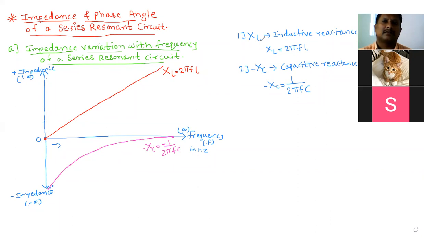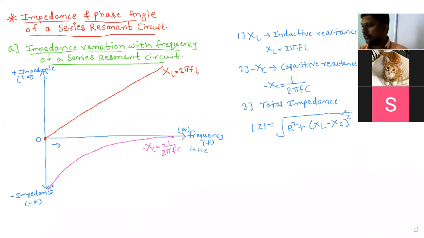Now, what is the total impedance Z? What is the formula? Total impedance Z is equal to under root R square plus (XL minus XC) whole square. Now see what happens here. XL is infinite when the frequency is infinite, so R square plus infinite square is infinite, which means the total impedance Z is positive infinite. So the graph starts from here.